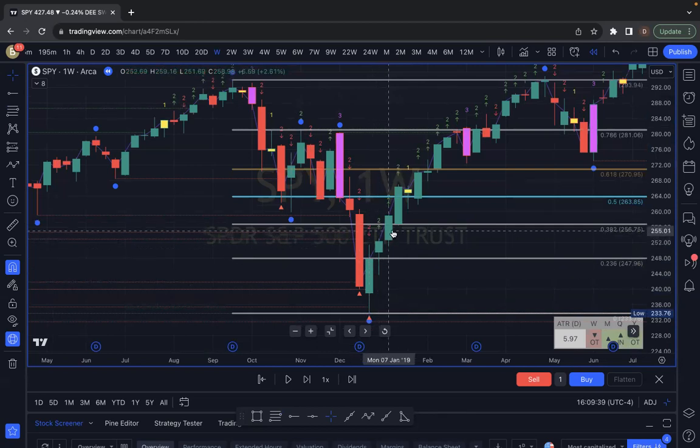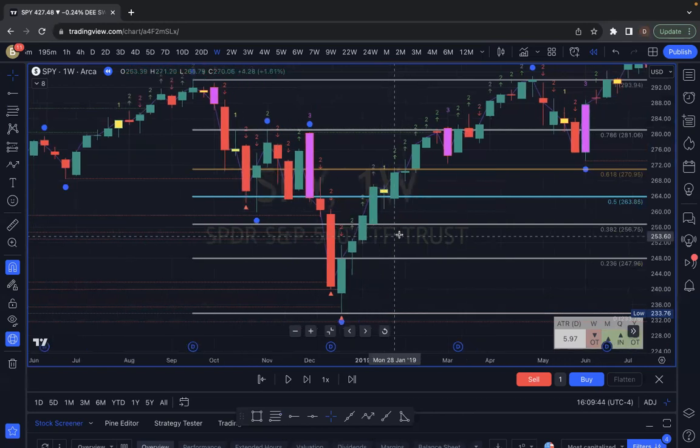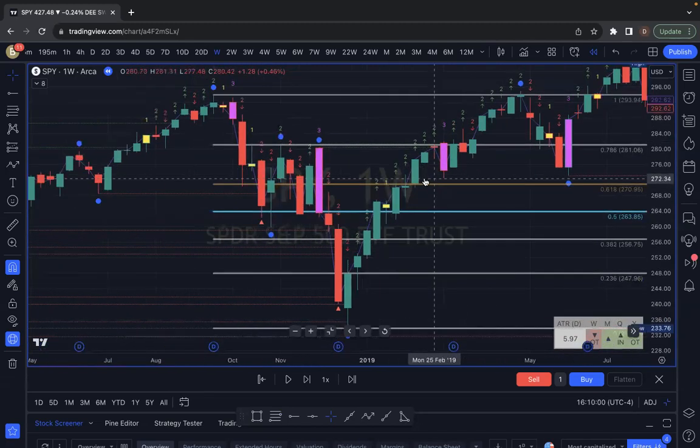Let's see how it reacts to a 0.382. Okay, you blew through that. Let's see how it reacts to a 0.5. You blew through that too. So now we would be looking for a 618 reversal back to the downside to take out this low. It blew through that also, right?